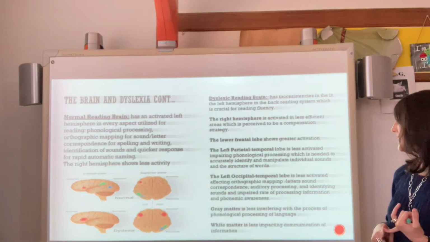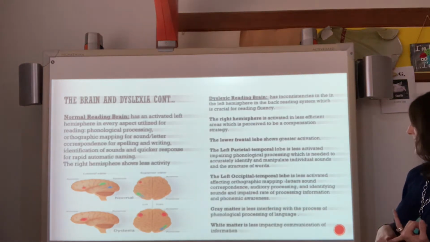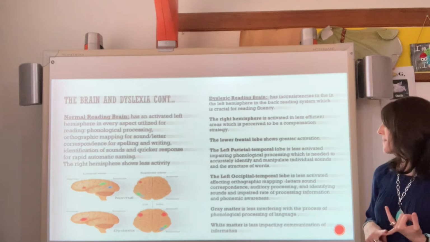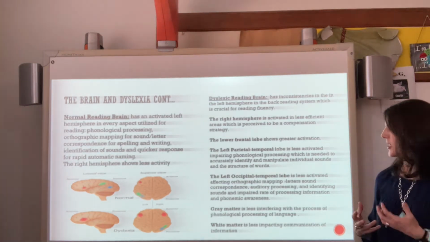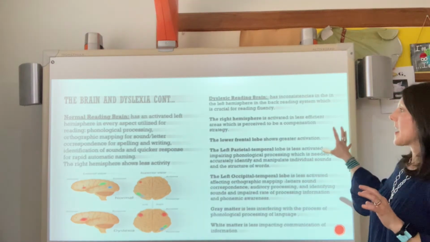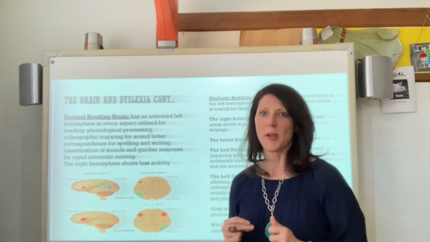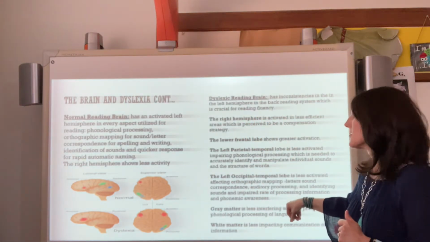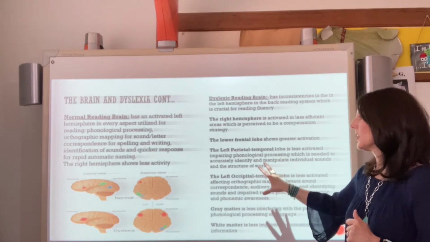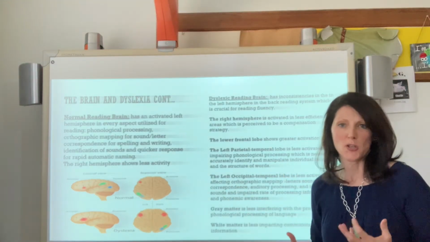Gray matter is less, interfering with the process of phonological processing of language, and white matter is less, impacting communication of information. So you can see that the normal reading brain is just clicking, just moving along like it's supposed to. And with the dyslexic brain, there's a lot more going on trying to compensate to make sense of what it's supposed to do.